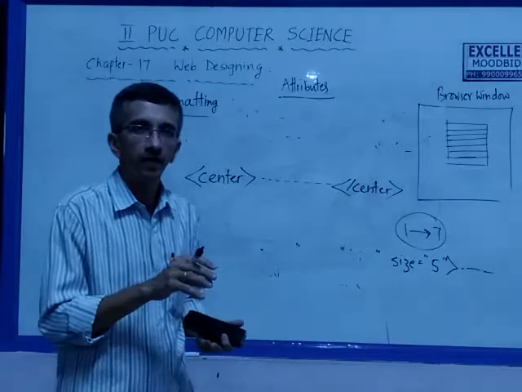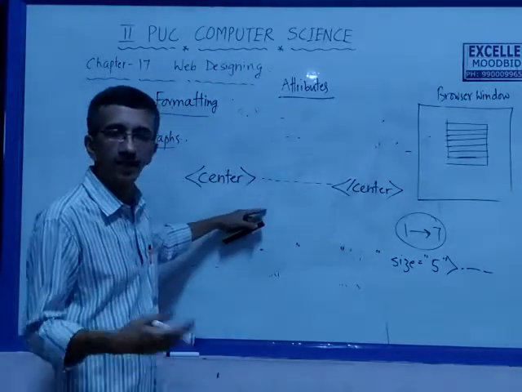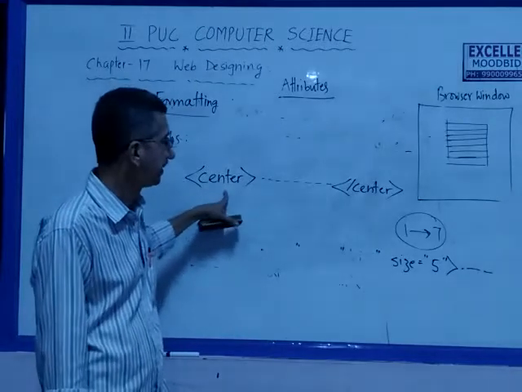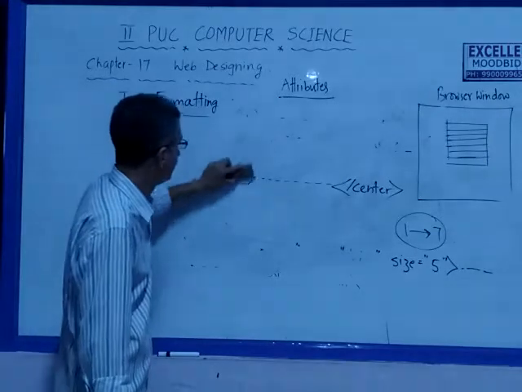So instead of writing a paragraph with align equal to center, for maybe 1 or 2 lines of text, any lines of text we can enclose with center and close center to align independently. Center. So this is alignment.